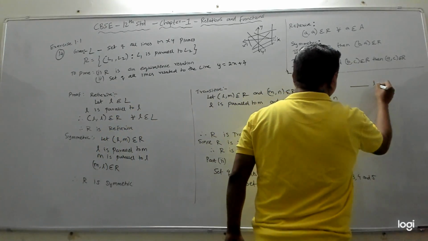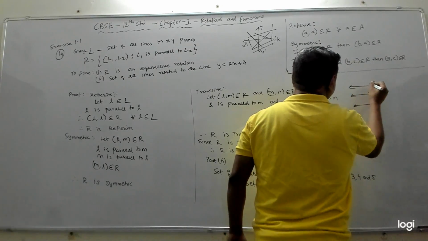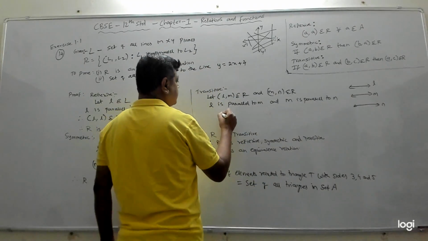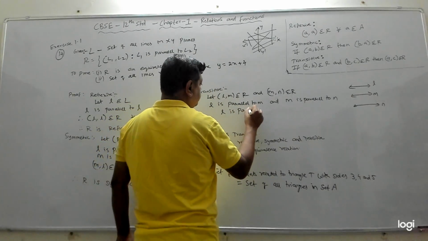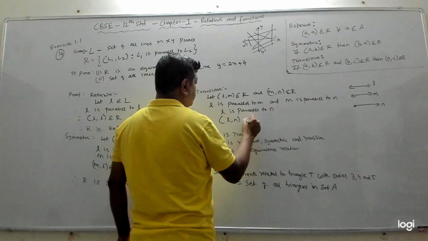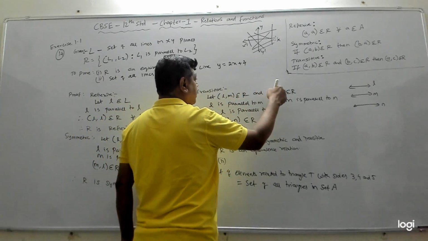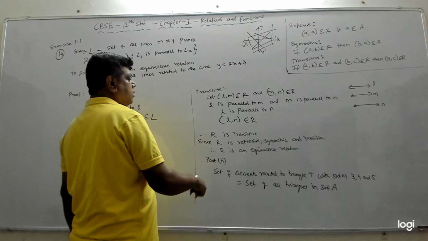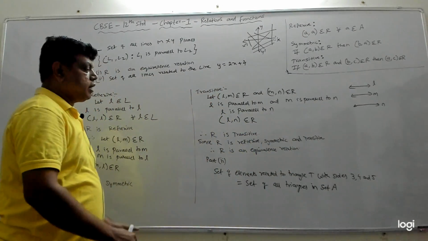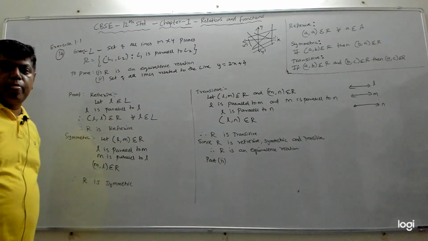So this is L. L is parallel to M and M is parallel to N, which means I can say L is parallel to N. So therefore L is parallel to N. Therefore L, N belongs to R. So we proved L, M and M, N belongs to R means L, N belongs to R. Therefore R is transitive. Since R is reflexive, symmetric and transitive, therefore R is an equivalence relation. It's an equivalence relation. Fine.